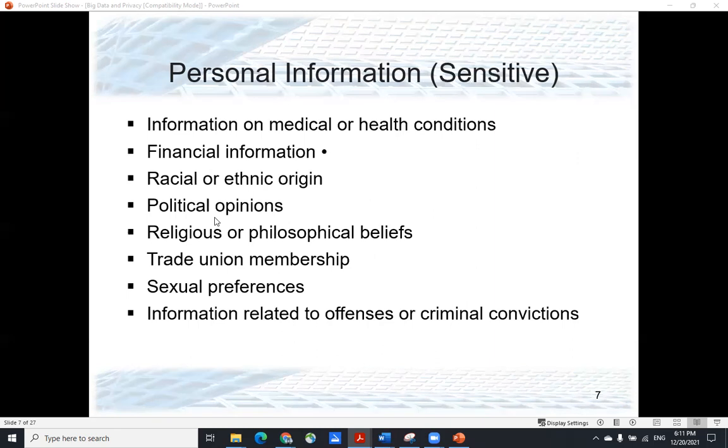Information. Then you have some sensitive information. They are personal information, but they are kind of sensitive, like your medical record. That's why we have HIPAA as a federal law that deals with protecting or keeping that private data private. And then you have financial information, racial or ethnic origin, political opinions, religious or philosophical beliefs, trade union memberships, and so on and so forth.